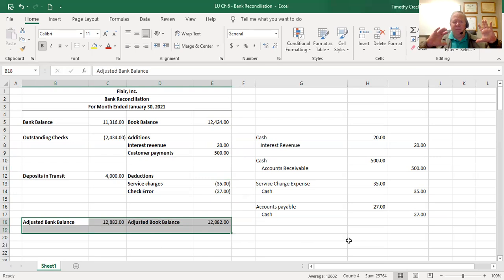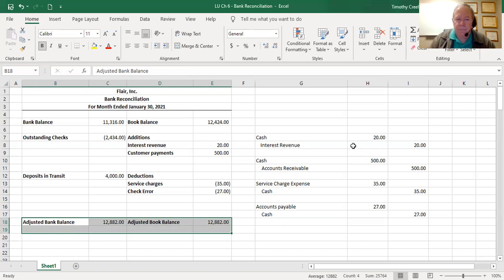So again, we've basically taken what the bank is showing, what we've got on the bank statement. We've shown what we have with our cash balance. We've shown on each side anything that the other party has: anything we've got that the bank doesn't have is on the bank side. Anything that the bank has that the company doesn't have is on the book side, or the cash balance side. And these two should equal. The adjusted bank and the adjusted book balance should equal at the end of the period.